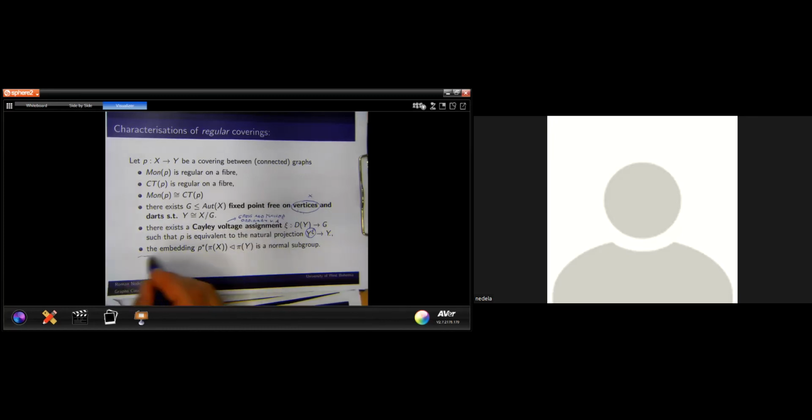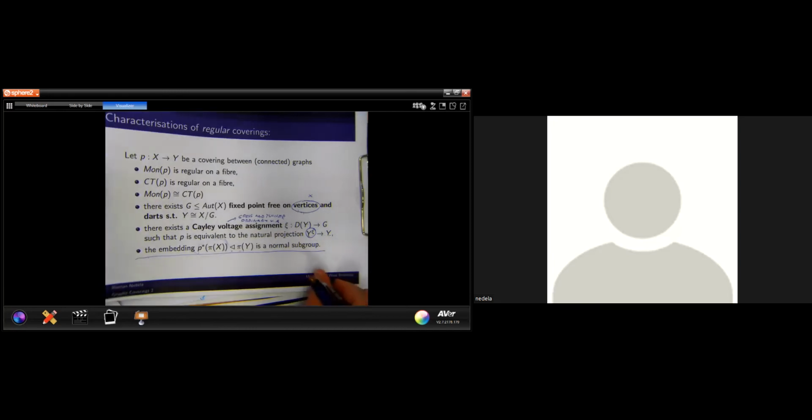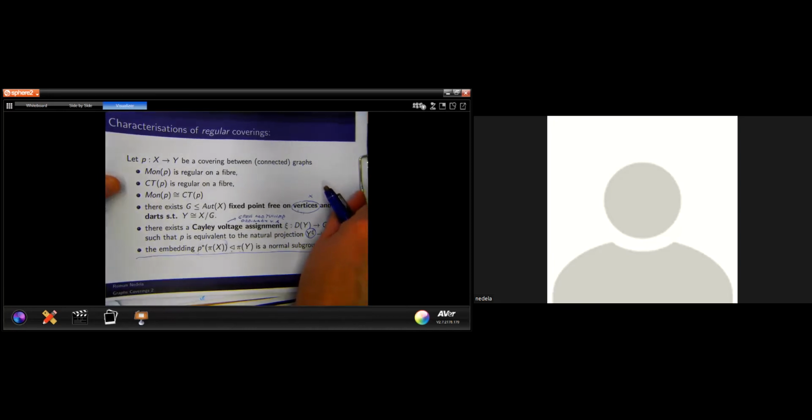And the last is very classic. We have this induced embedding, and in general we get a subgroup. If it gives a normal subgroup, then the covering is regular, and vice versa. If it is regular, then the embedding of the fundamental group of graph X into the fundamental group of the base graph gives a normal subgroup. So there are many characterizations, and some of them are useful.